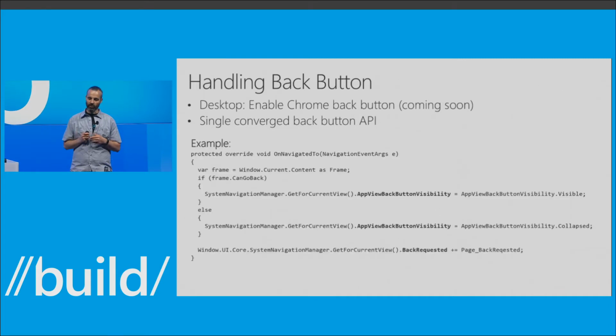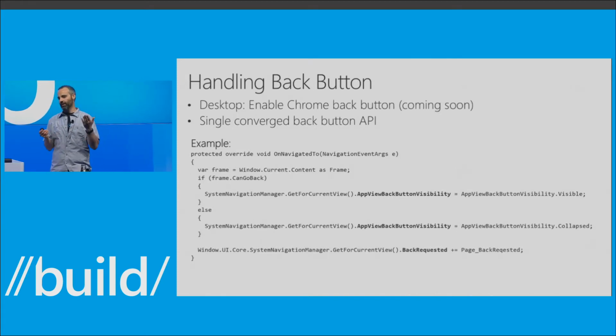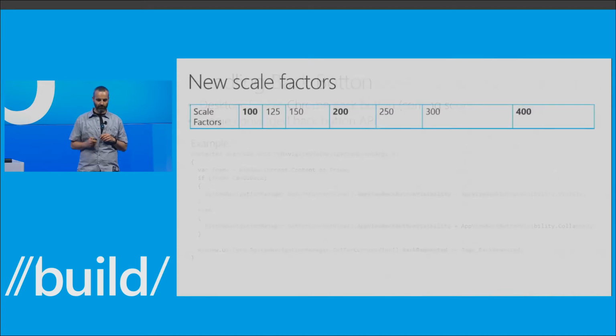And this is what the code looks like. There's an app view back button visibility, set it to visible or collapsed. Now, the one thing you do want to do is, generally the UI guidance here is, don't show the back button if you can't go back anymore. So generally the pattern is, hey, can I go back, frame.CanGoBack. If you can go back, show the back button in my Chrome. Otherwise, don't show it. And then the general back requested event handler will handle phone back button, app bar app button, or if you're in tablet mode, the back button at the bottom of the screen.